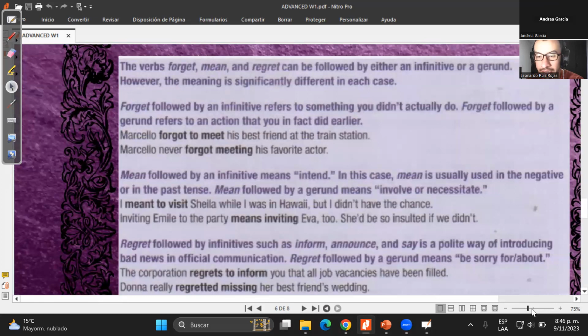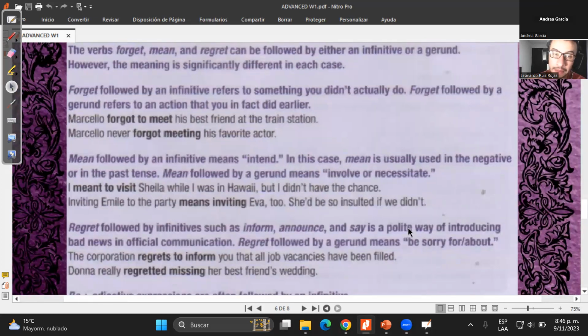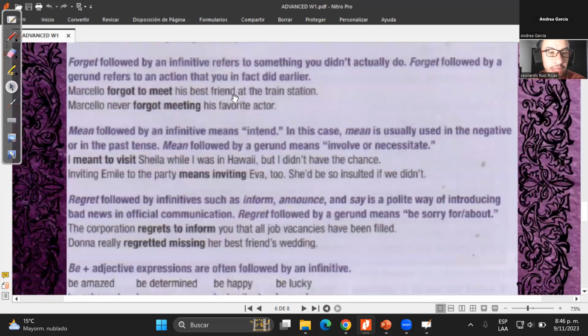These ones are the verbs that are followed by gerunds or infinitives, but they mean something different, right? They mean something completely different. For example, here we have the verb forget. Yes, I can have forget to do something or forget doing something. Ready? Let's read it and then you try to explain if you understand or not.